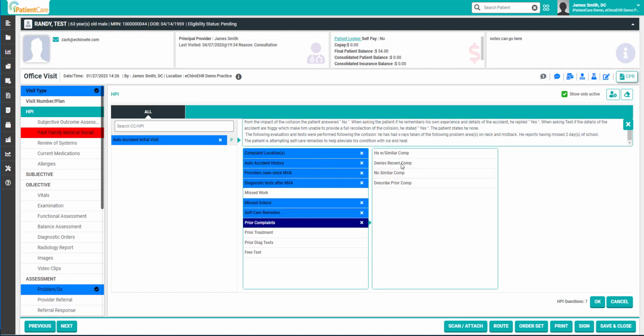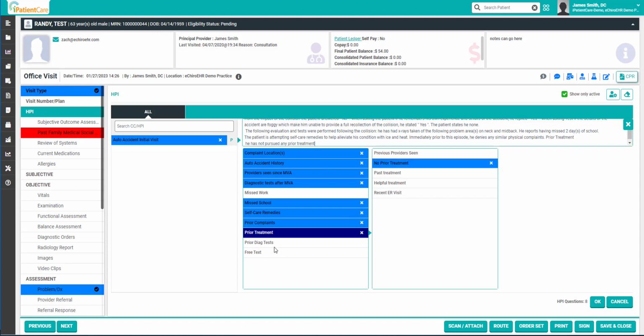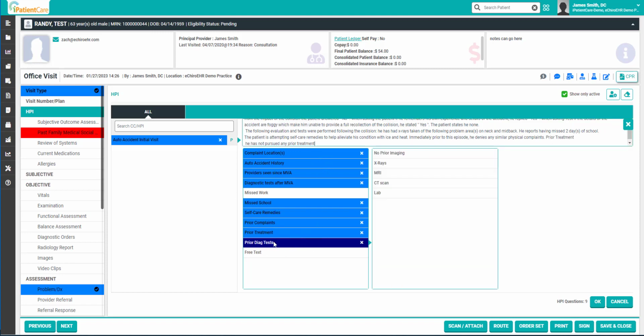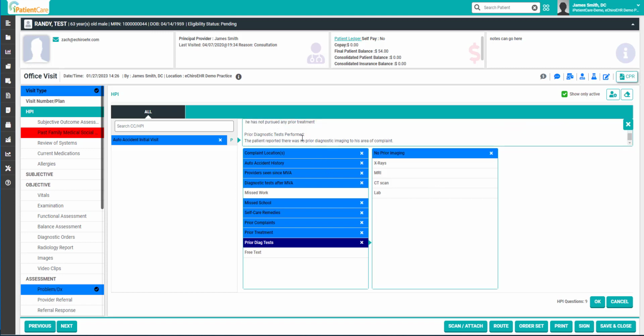Any prior complaints? Maybe denial of any similar complaints in the past. Any prior treatment? No prior treatment. Any prior diagnostic tests prior to the accident, and we'll just state no prior imaging. So that completes the history of present illness for this particular patient for that specific visit type.